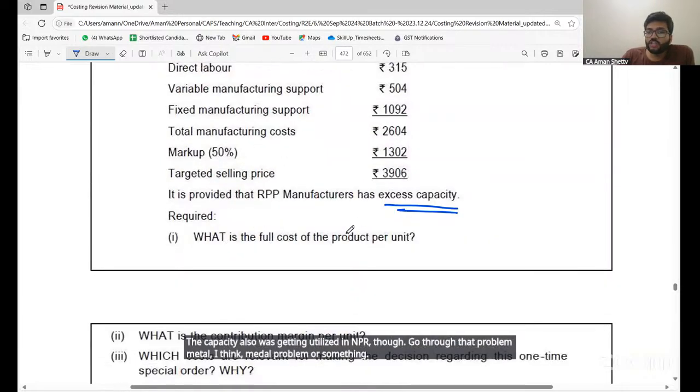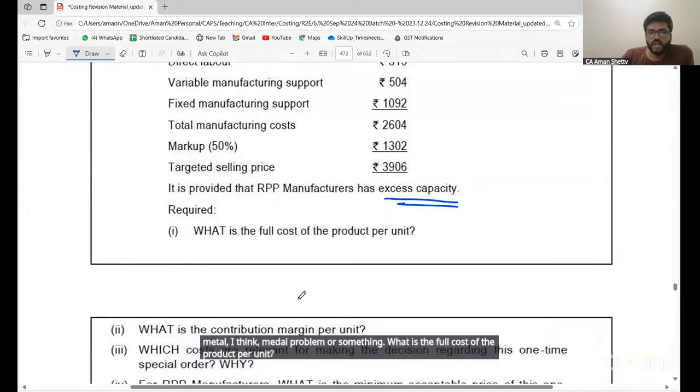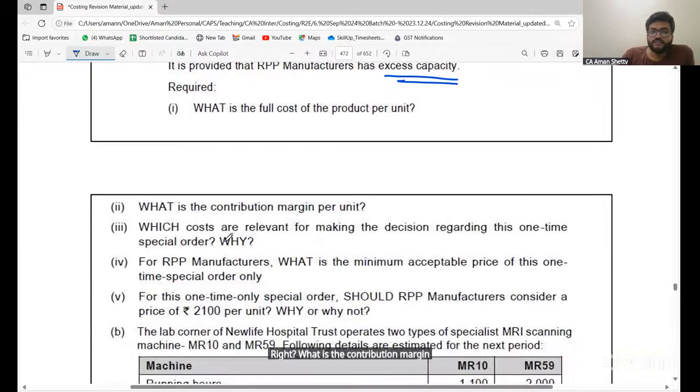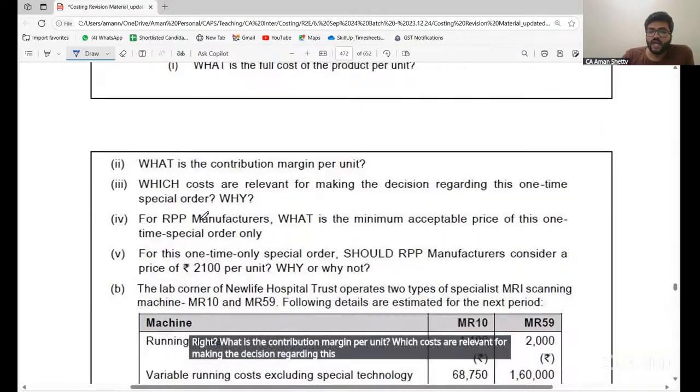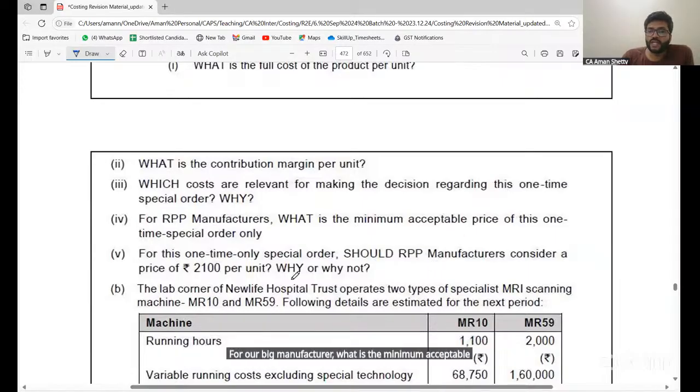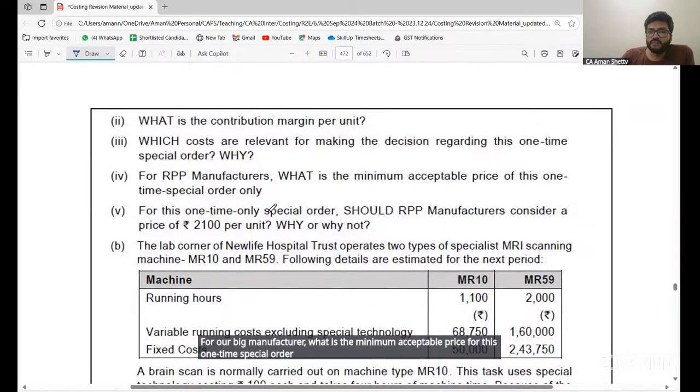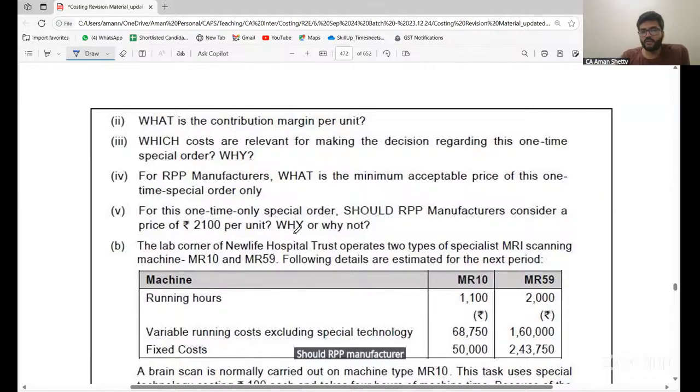What is the full cost of the product per unit? What is the contribution margin per unit? Which costs are relevant for making the decision regarding this one-time special order and why? For RPP manufacturer, what is the minimum acceptable price for this one-time special order only? For this one-time special order, should RPP manufacturer consider a price of 2,100 per unit?